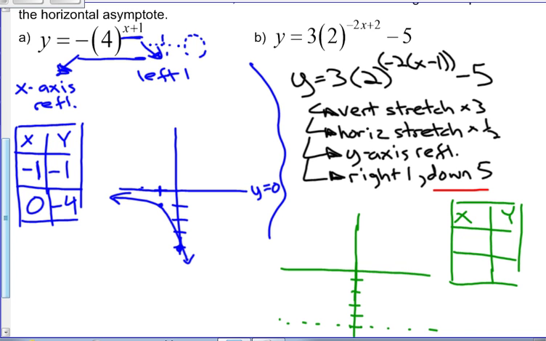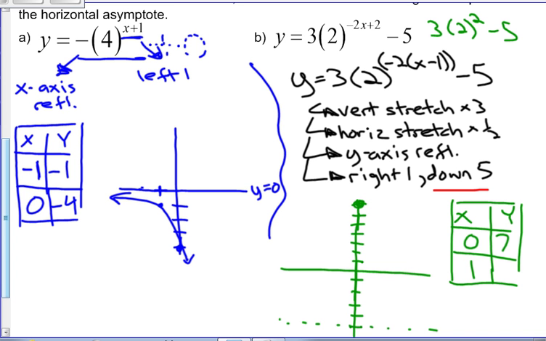Okay. So maybe I'll choose 0 again. If I chose 0, I'd have 3 times 2 to the power of negative 2 times 0, which is 0, plus 2. So what would that give us? That would be 4 times 3 is 12, minus 5 is 7. So (0, 7) is on this graph. 1, 2, 3, 4, 5, 6, 7. There we go.